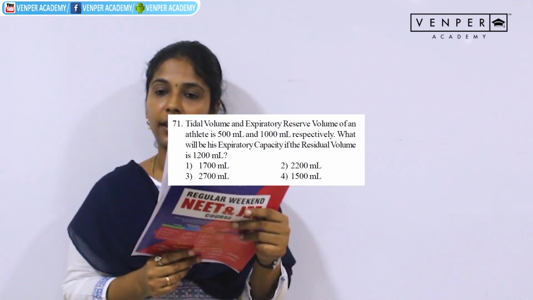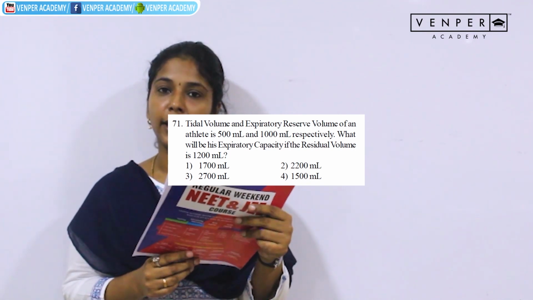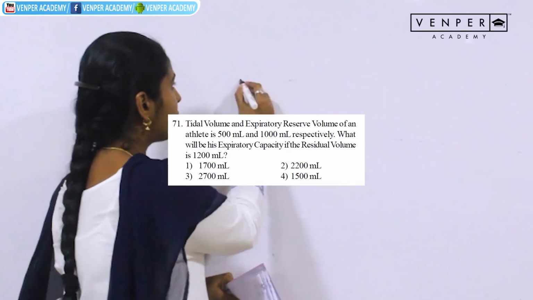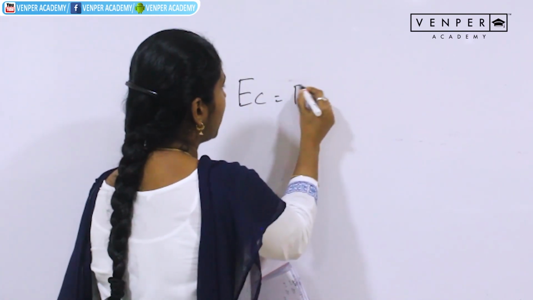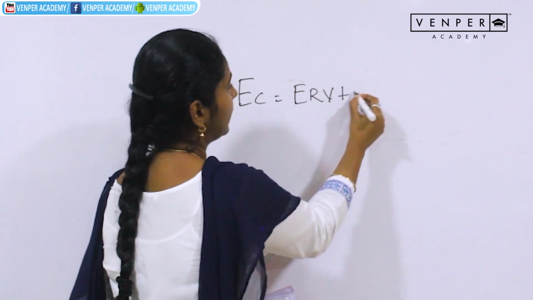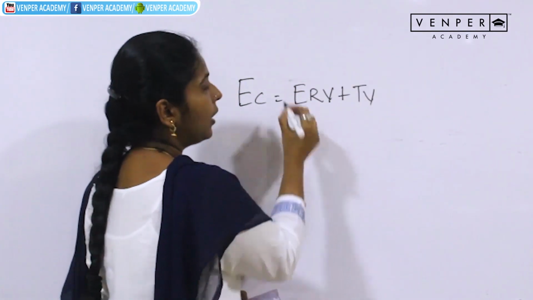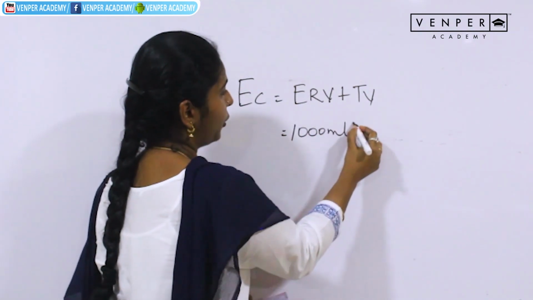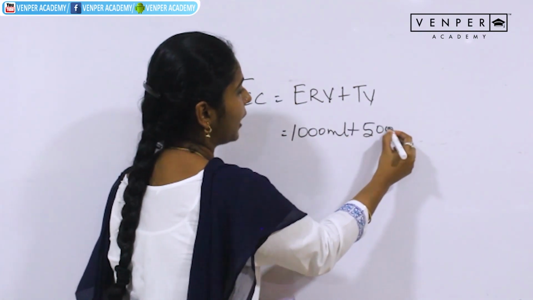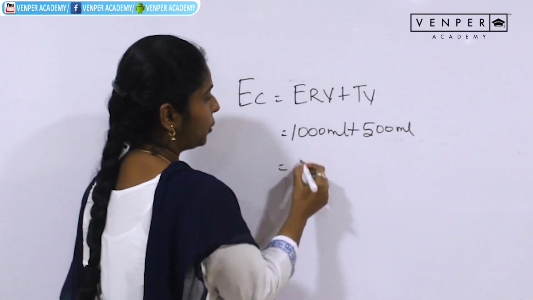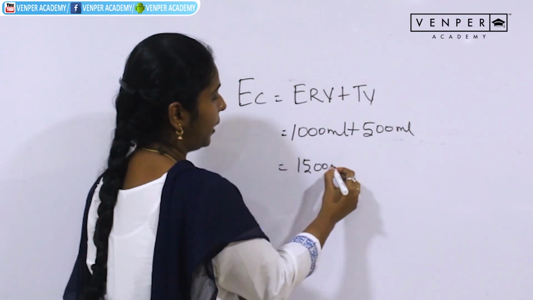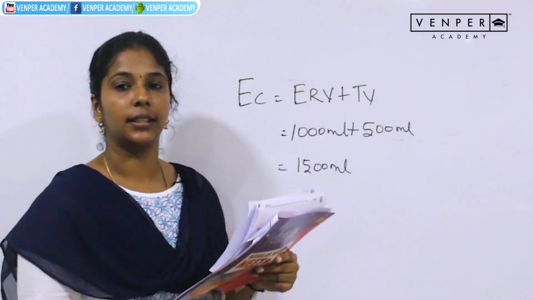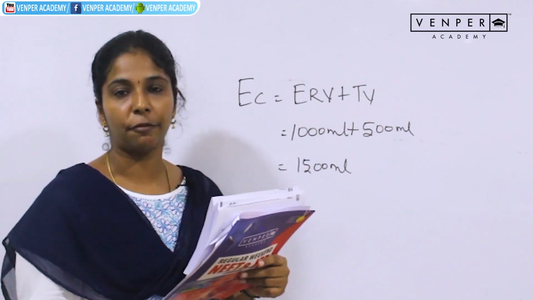To calculate expiratory capacity, we need to add expiratory reserve volume and tidal volume. So the formula for expiratory capacity is expiratory reserve volume plus tidal volume. In the data, 1000 ml is given as expiratory reserve volume and 500 ml is given as tidal volume. So the answer will be 1500 ml, which is the expiratory capacity. So the option for this question is option 4, 1500 ml.